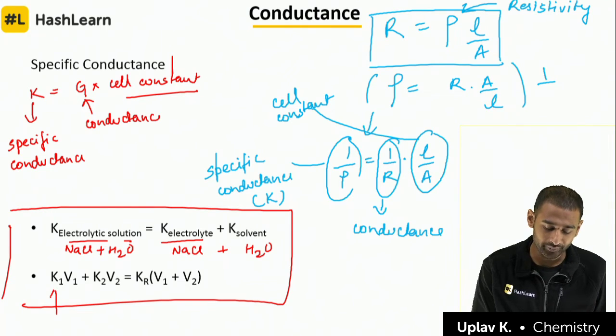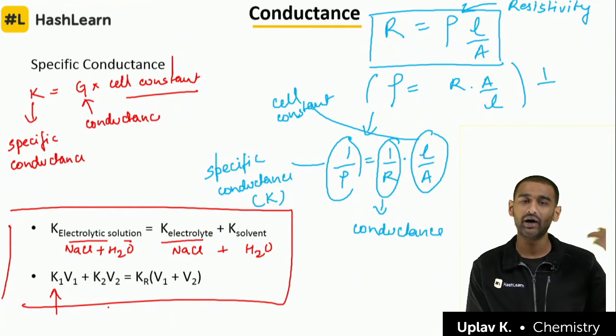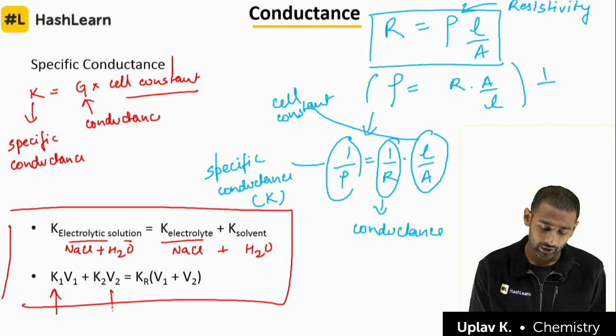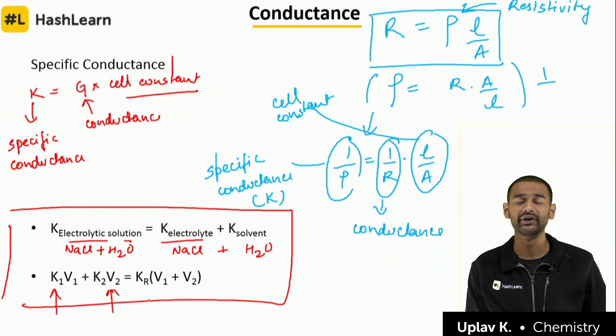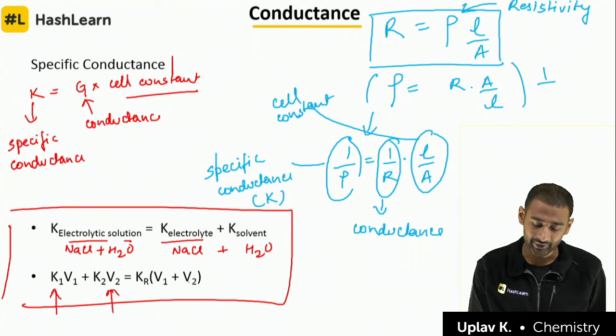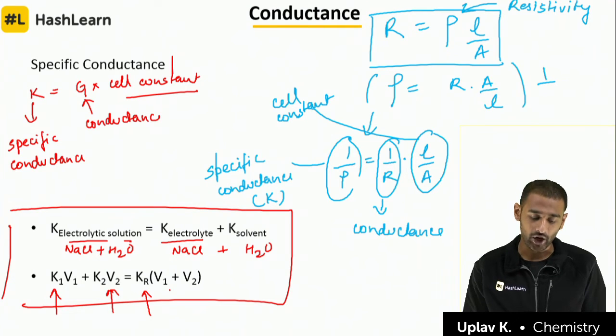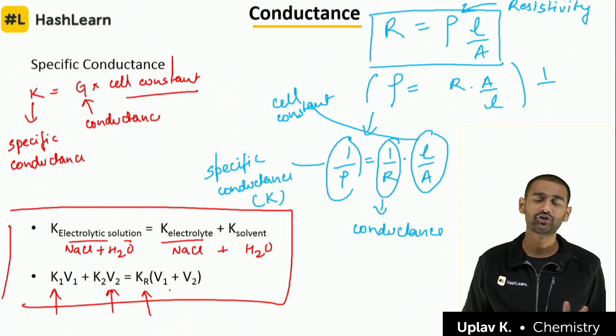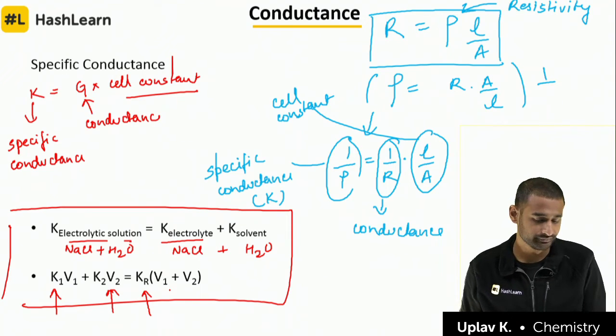Second thing, if you mix V1 volume of a medium which has a specific conductivity of K1 with V2 volume of a medium which has a conductivity of K2, then the resultant solution will have a conductivity of Kr. And how do you find it? You can find it from this formula. Fine. So simply use these formulas and you'll be able to solve your questions.